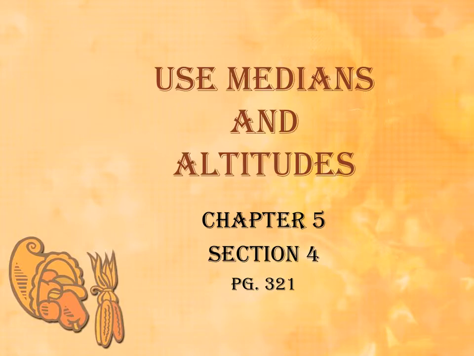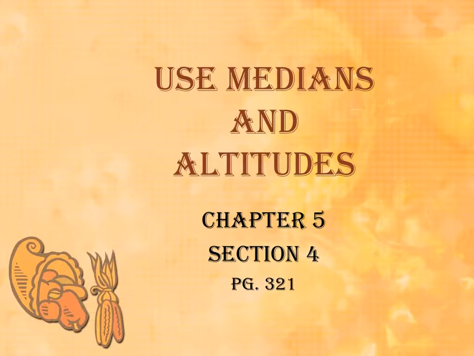Okay, so chapter 5, section 4 is using medians and altitudes. So we've talked about the perpendicular bisectors. The perpendicular bisectors come together. They meet at a point of concurrency. That point of concurrency is called the circumcenter. The circumcenter was equidistant from the vertices.